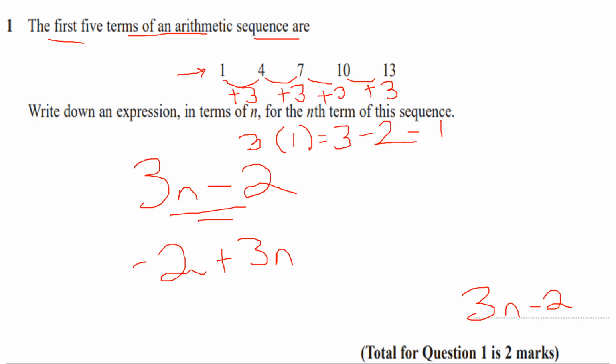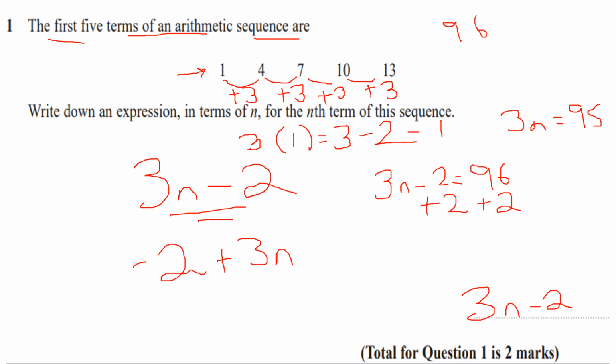So for example, let's say it asks you, does 96 lie in this sequence, as a part C? You'd say, well, does 3n minus 2 equal 96? If I solve for n, I'm going to add 2 to both sides, doing the inverse operation and balancing the equation. I get 3n is equal to 98. Dividing both sides by 3, I'm going to get n is equal to 98 thirds.